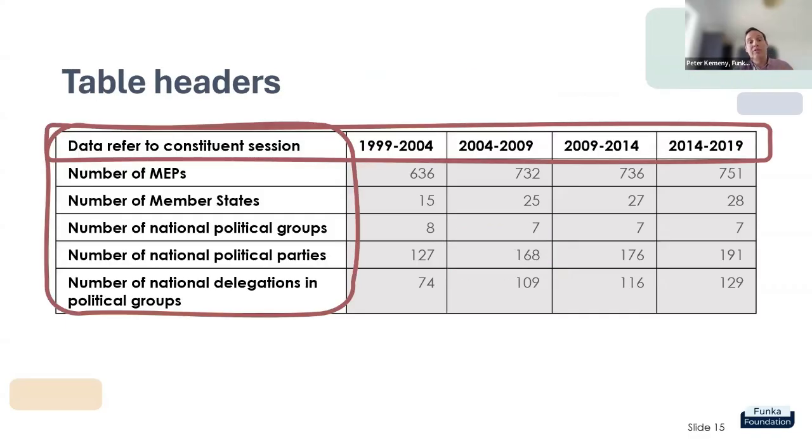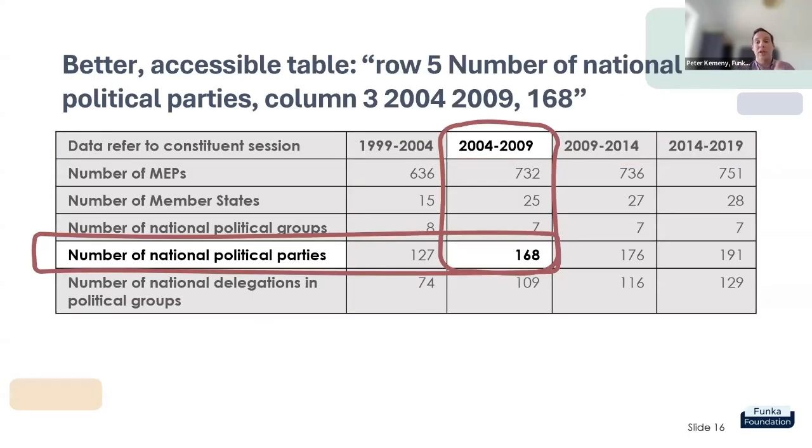refers to. Now, if you mark up these header cells, the header row and the header column, and make sure that assistive technology understands that these are headers, these are the contextual information necessary to understand the data, then when a screen reader user walks around the table and gets to 168, the text that the screen reader reads out is row 5, number of national political parties, column 3, 2004-2009, the value 168. So now the user can understand what this 168 means.